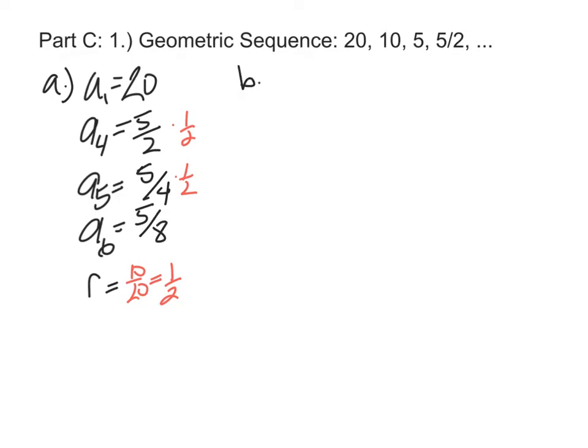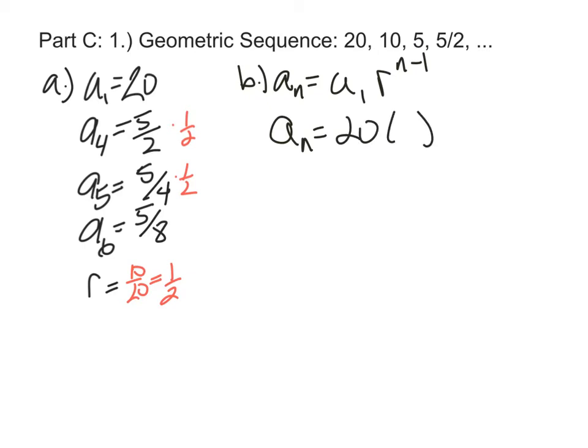Next, we can find an expression for the nth term, which would be any term in the sequence. For a geometric sequence, our general formula is the first term times the common ratio to the n minus 1th power. So in this instance, our first term is 20, and we're going to multiply that by the common ratio, which we said was 1/2, and then raise it to the n minus 1th power. And that's all we have to do. Once we have that expression, it's easy to find any term in the sequence.